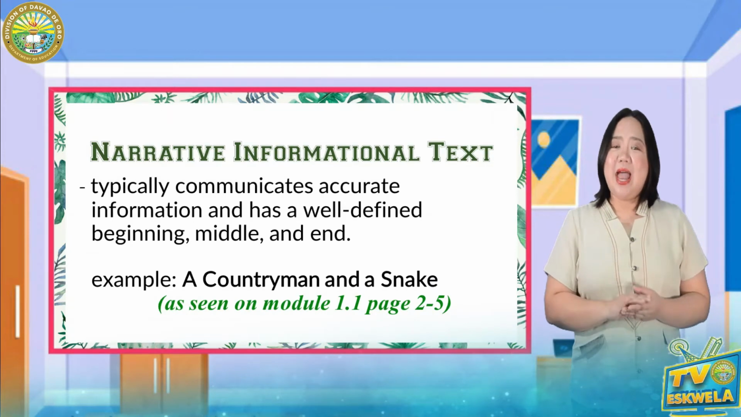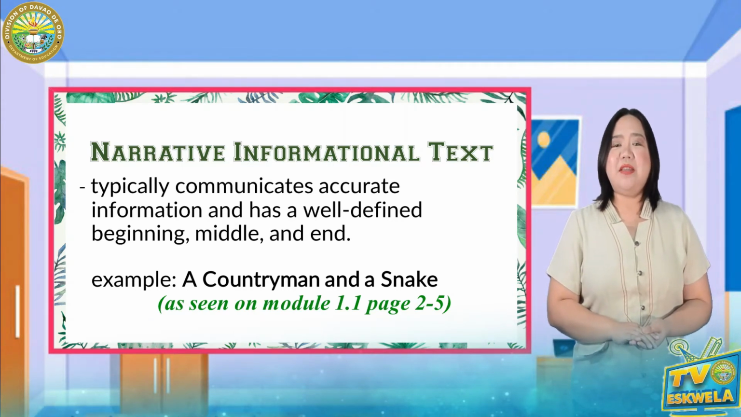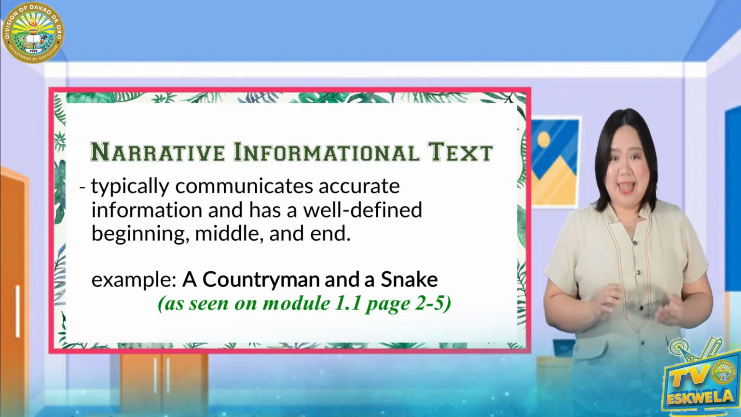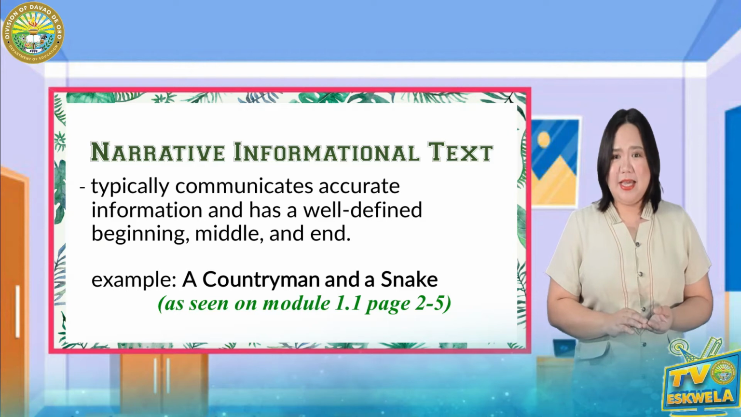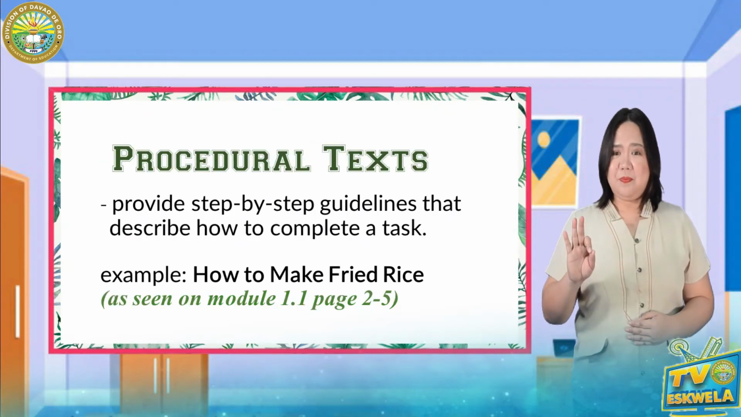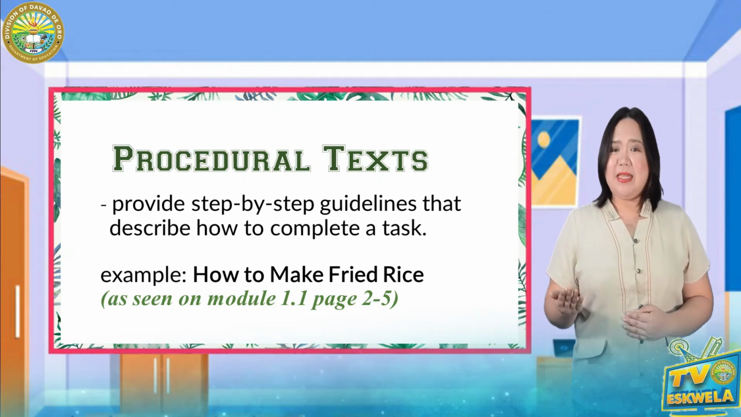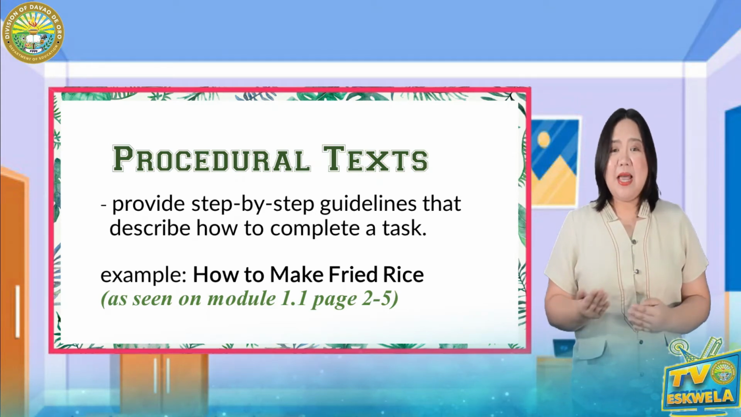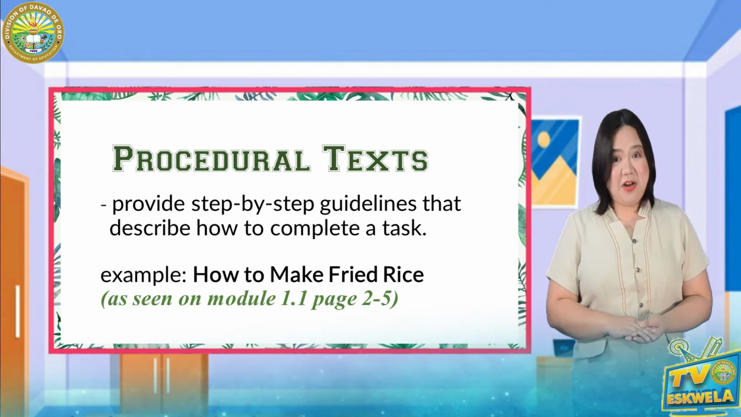2 is narrative informational text. This typically communicates accurate information and has a well-defined beginning, middle, and end. Example, a countryman and a snake. 3 is procedural texts. These provide step-by-step guidelines that describe how to complete a task. Example, how to make a fried rice.